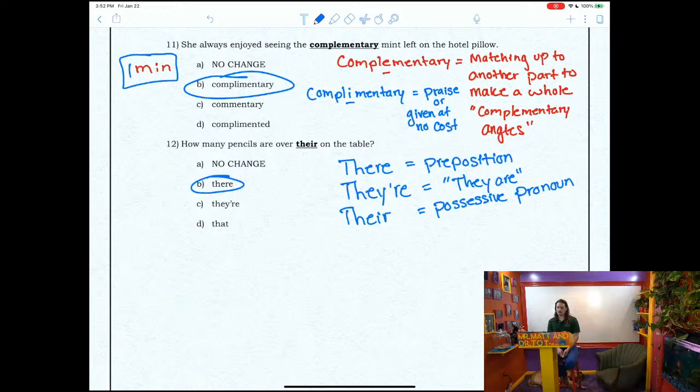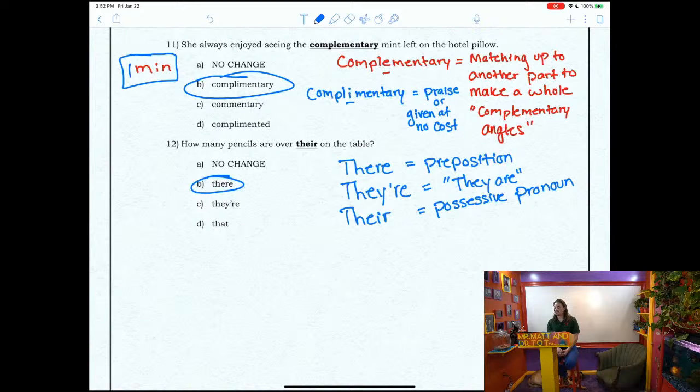For number 12, we're testing the difference between there, their, and they're. There, T-H-E-R-E, is a preposition. It shows a relationship between two items, usually implying physical distance. This one is over here, but that one's over there, implying that it's a farther distance away than the other item.